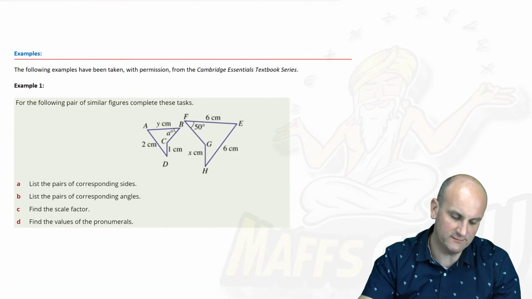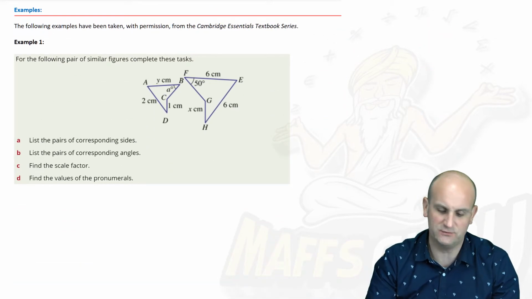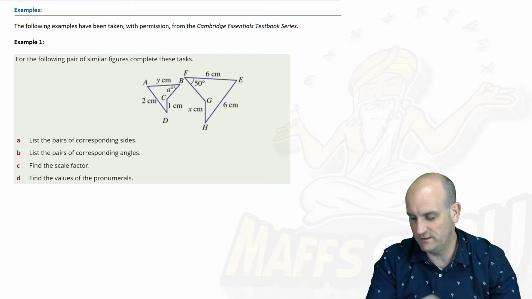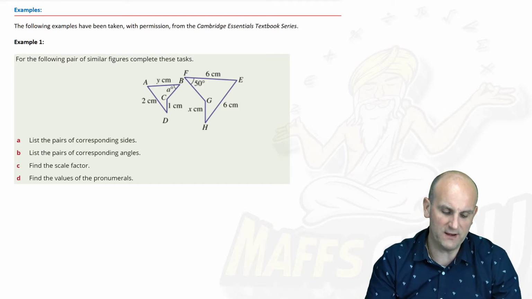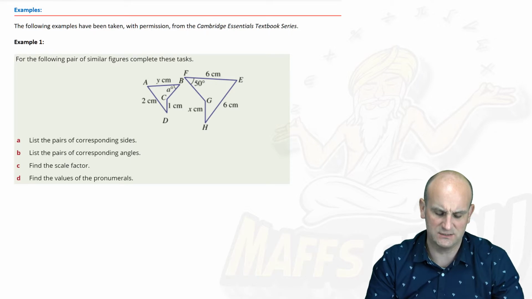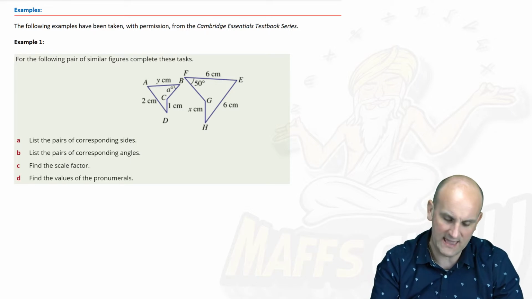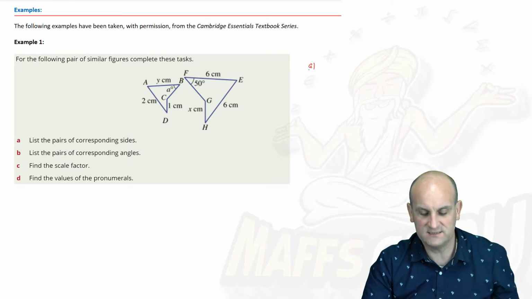Right, here are some examples taken from the Cambridge Essentials textbook series. Thank you, Cambridge, for letting me use your examples. Right, for the following pair of similar figures, complete the tasks shown, A, B, C, and D. Okay, A, show the pairs of corresponding sides.